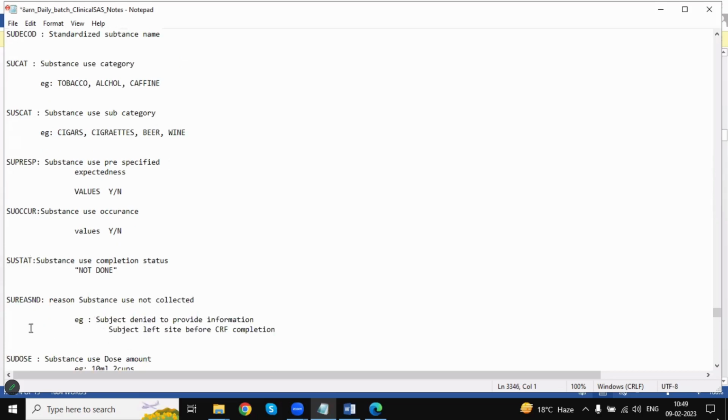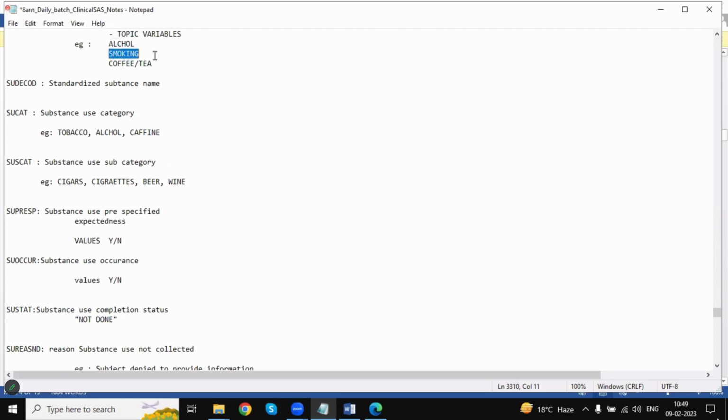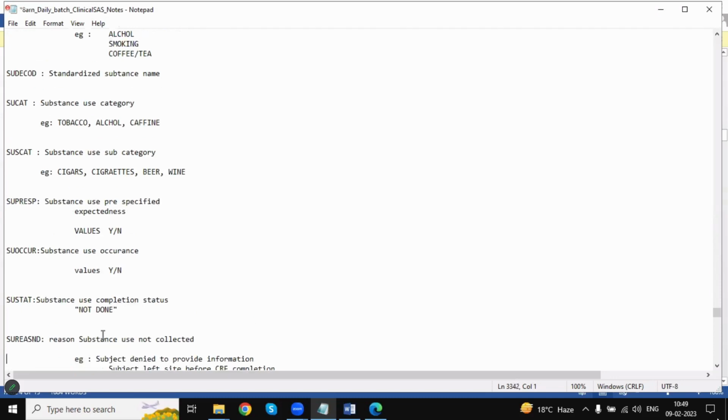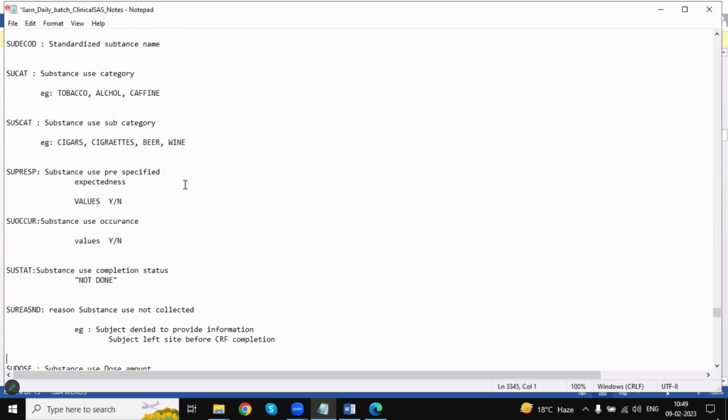SU status and reason for not done. Substance use completion status. You have to capture the completion status as not done. For example, only SUTRT details are captured, but no other details were collected from the subject. Then you have to mention the status is not done, and then write a reason why the habit details were not collected from the subject. The subject may have denied providing the information, or may have left the site before completion. Any reason. You have to write a reason for not collecting the details.